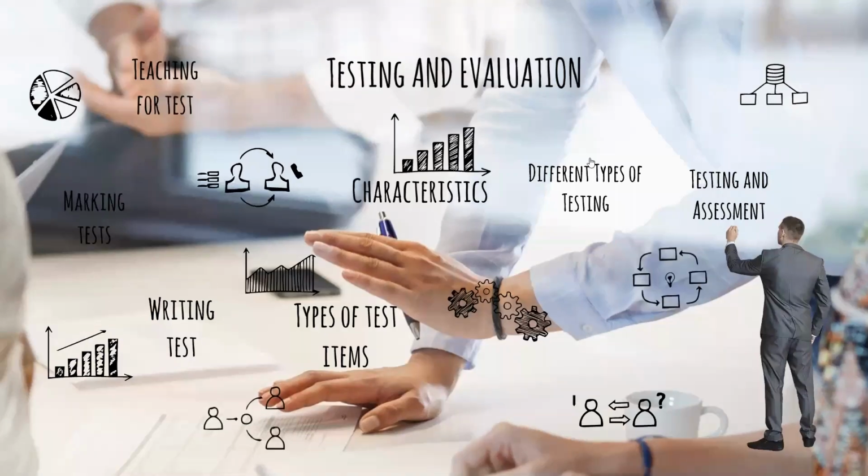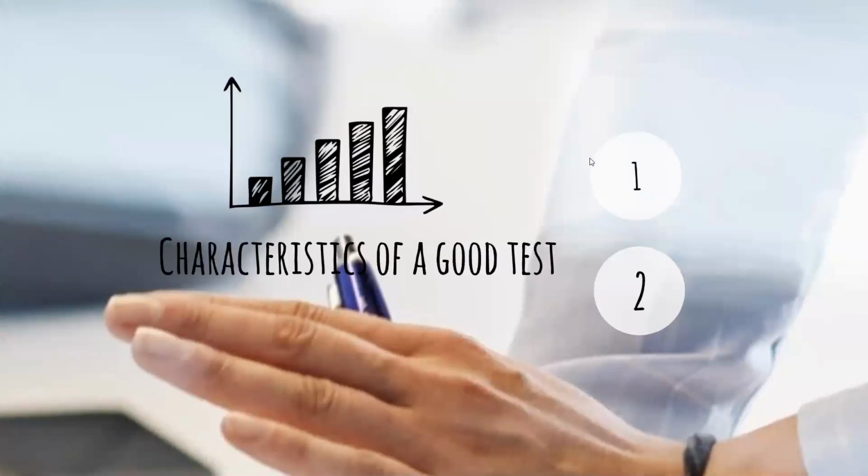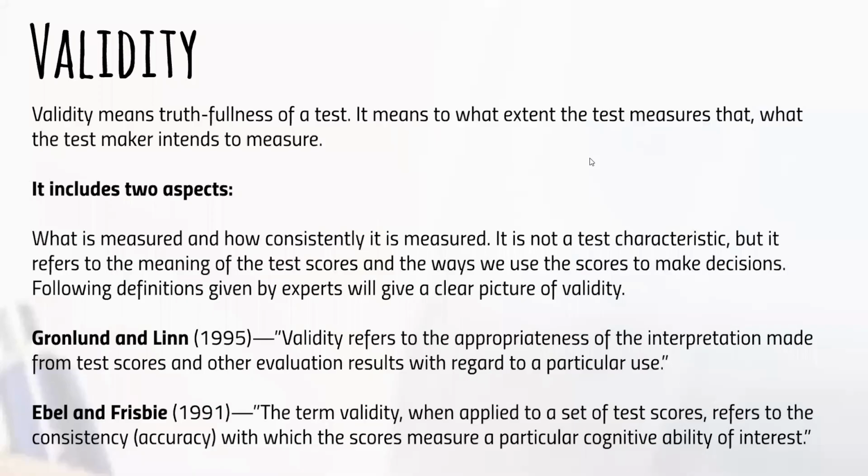Then we have the characteristics, that is, the factors which make a test labeled as a good test. First we have validity. Validity means truthfulness of a test. It means to what extent the test measures what the test maker intends to measure. It includes two perspectives. These are the two schools of thought which have the basic validity definitions.